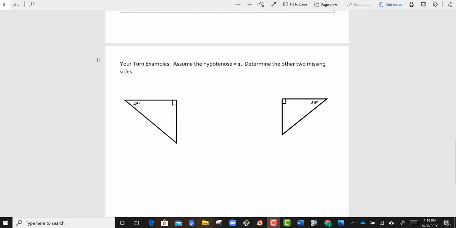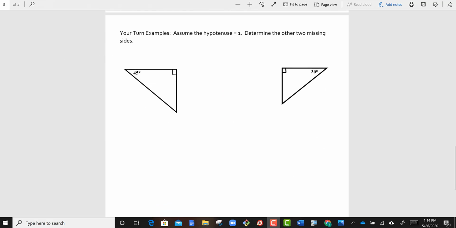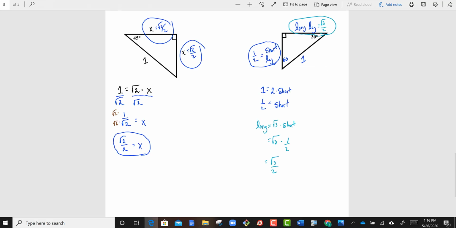If you need a couple more practice problems, there's 2 right here. I'm going to put the answers up in just a second.